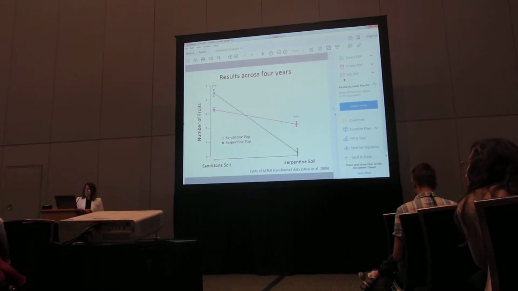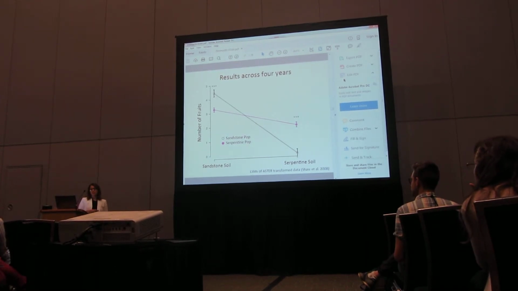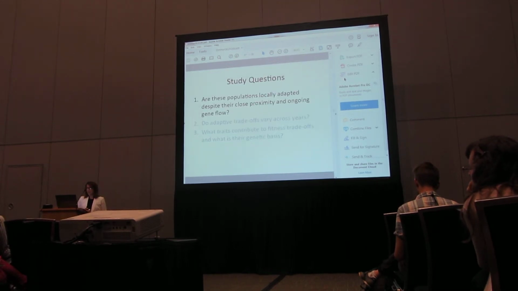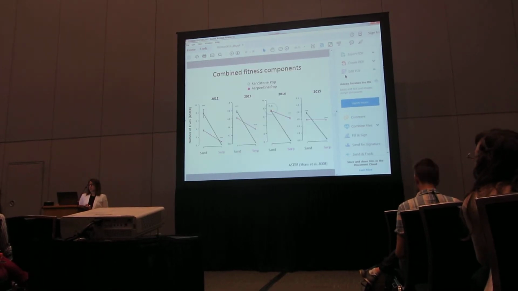So across the 4 years of study, I see evidence of local adaptation, where the sandstone population does better in its native habitat, and the serpentine population does better in its native habitat. But I'm interested in understanding whether these trade-offs might vary across years.